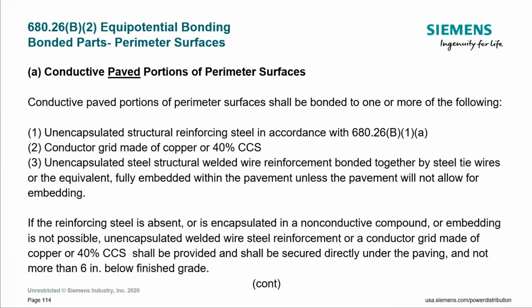It says, now look, if the reinforcing steel is absent or is encapsulated in a non-conductive compound, or embedding is not possible, then unencapsulated welded wire steel reinforcement or a conductor grid made of copper or 40% copper clad steel shall be provided and shall be secured directly under the paving and not more than 6 inches below the finished grade. So again, obviously in this list, if we don't have number one because it is encapsulated, right?